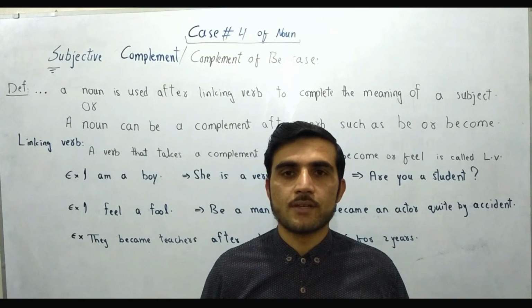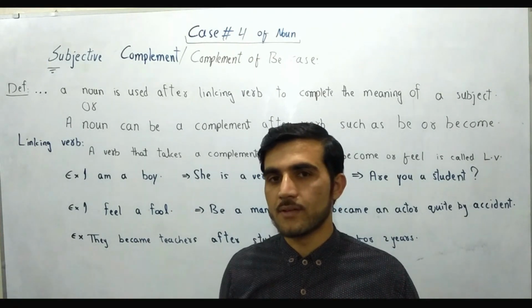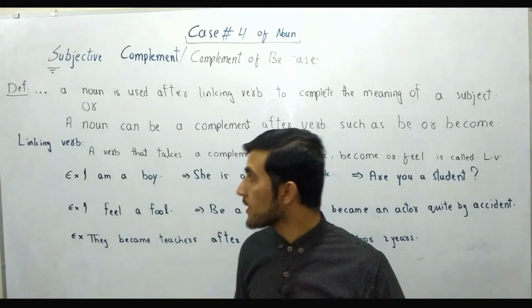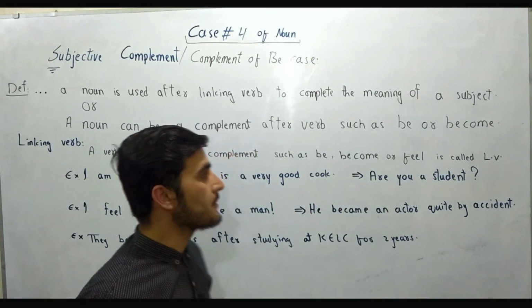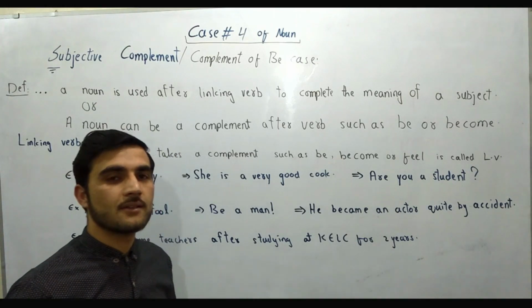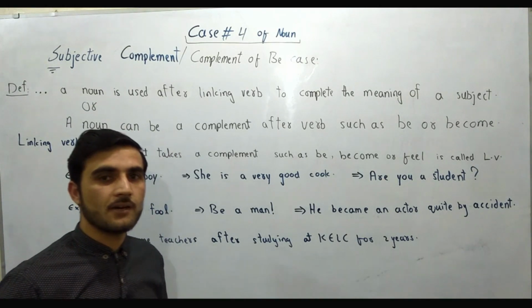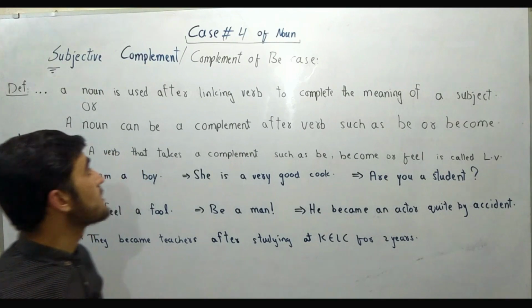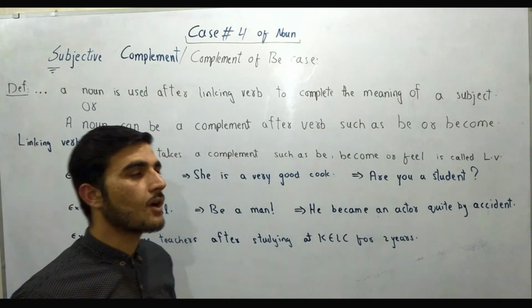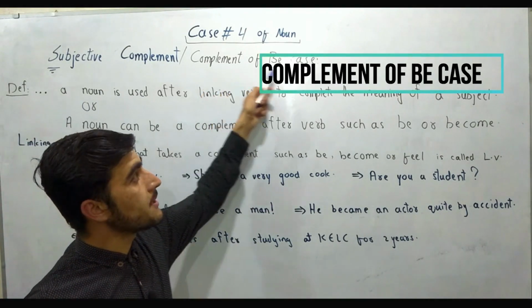And now let's continue by studying the case number 4 of noun, which is subjective complement. From the word subjective, it's clear that here the noun will complete the meaning of subject. So in subjective complement, a noun is used. Another name which we call for subjective complement is complement of be case.